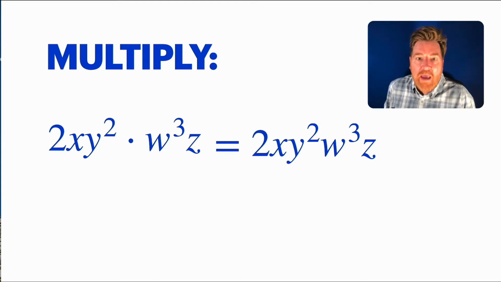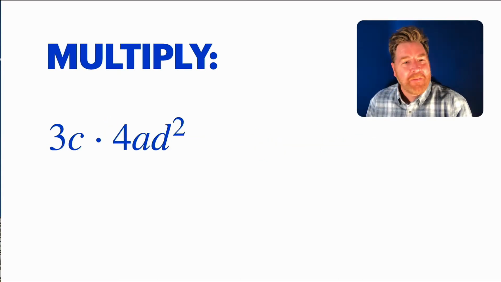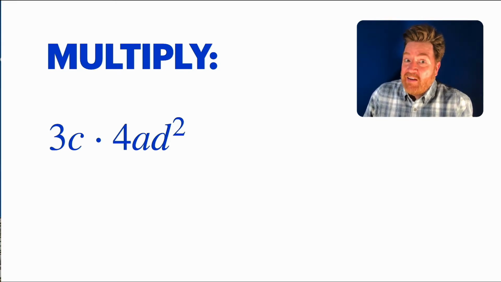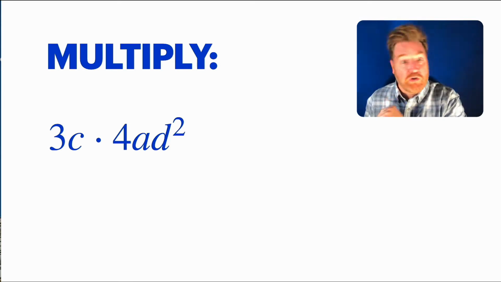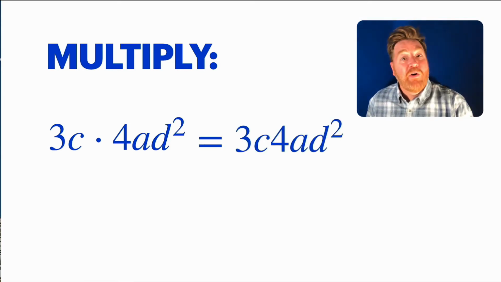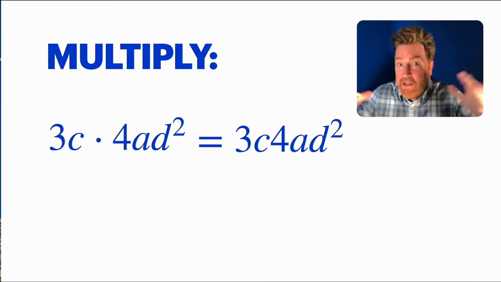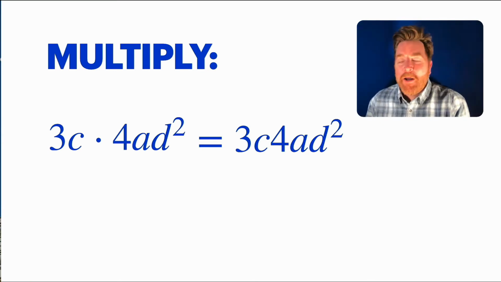See how easy that is? Multiplication is way easier than addition. See how nice this is? How about 3c times 4ad squared? First of all, can you multiply c's and ad squareds? Of course. Anything by anything. How do you do it? Straight across. Game over. There it is. 3c 4ad squared. Done. Just mush them together. Put them together. All right?